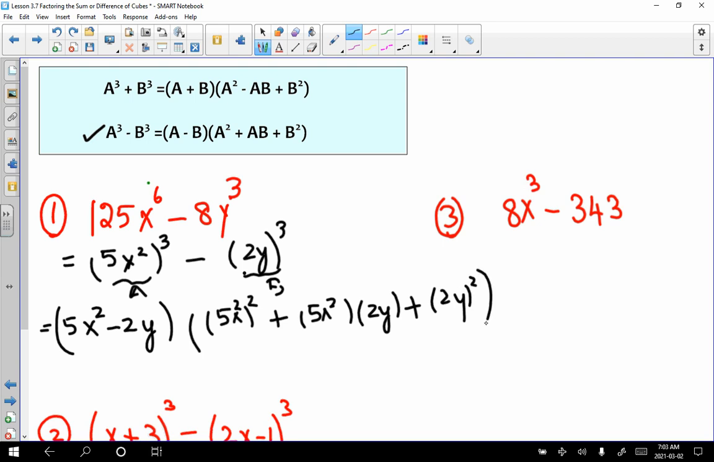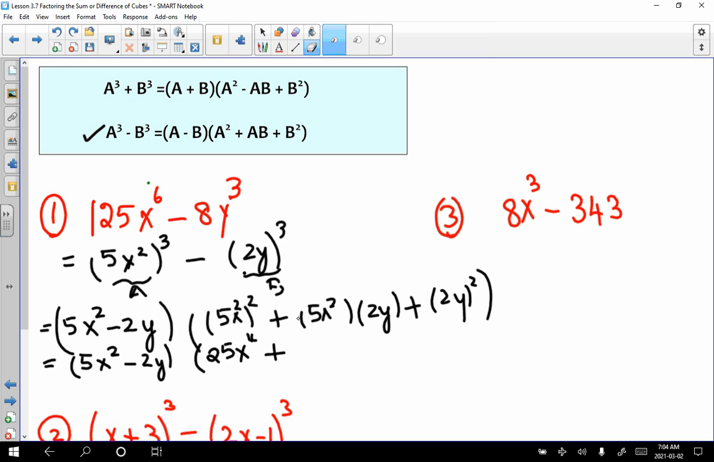So you can't leave it like this, you have to simplify. The first factor here, you don't do anything because you can't simplify it any further. This one you definitely can. You can square this, you get 25x to the power of 4 plus 5 2's are 10. So this would be 10x squared y plus, if you square 2y, you get 4y squared. So that's the final answer, right?